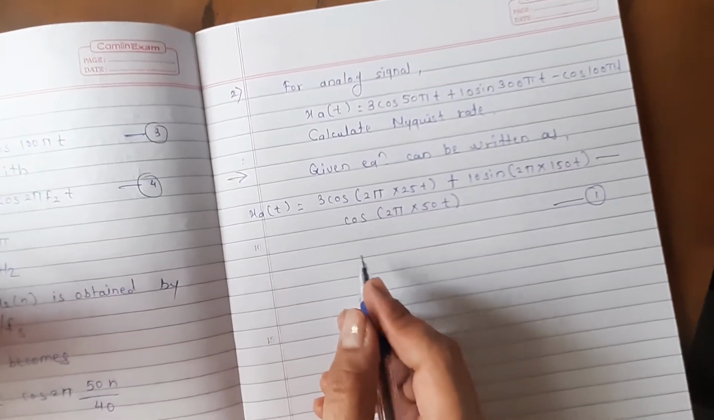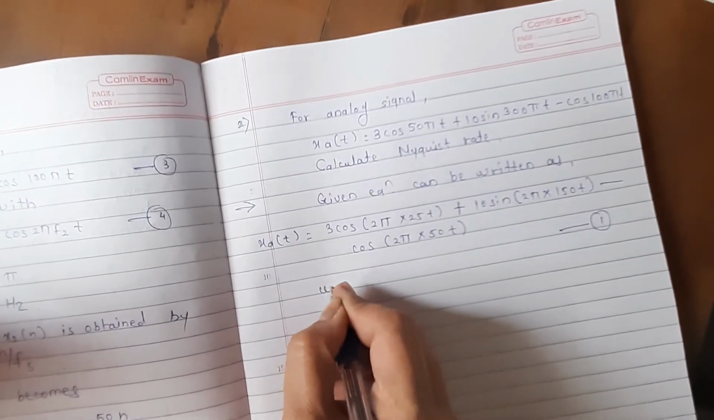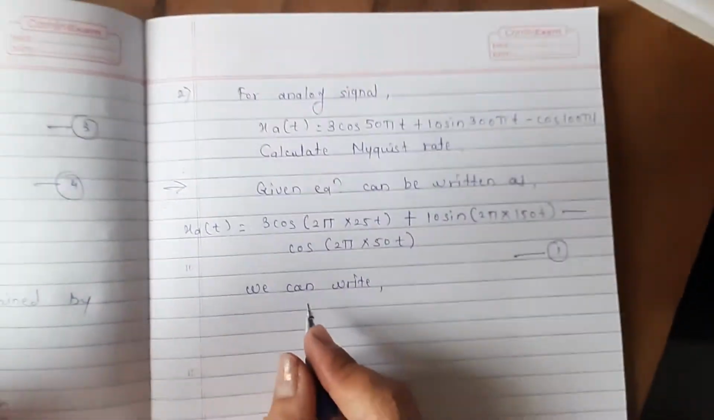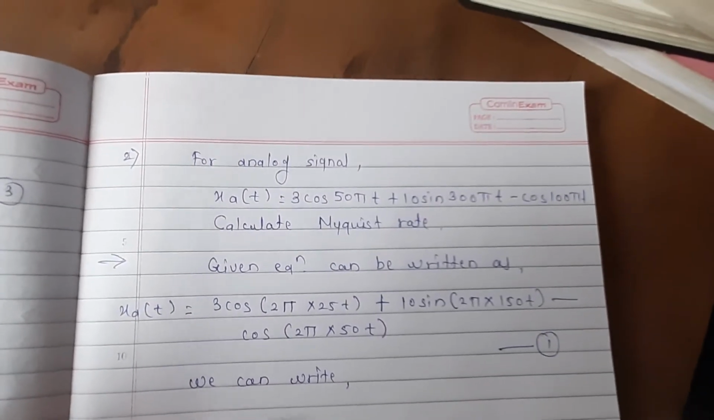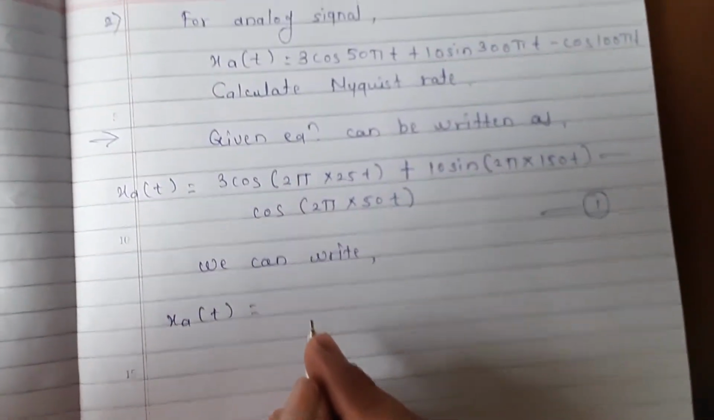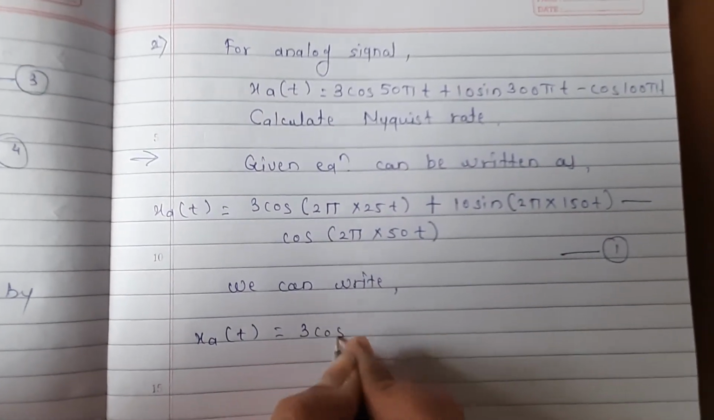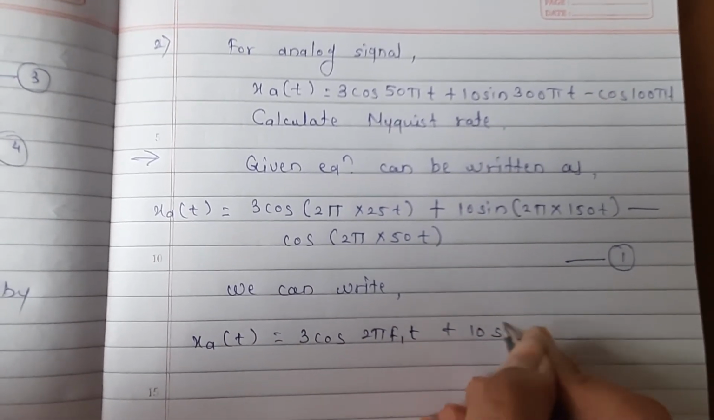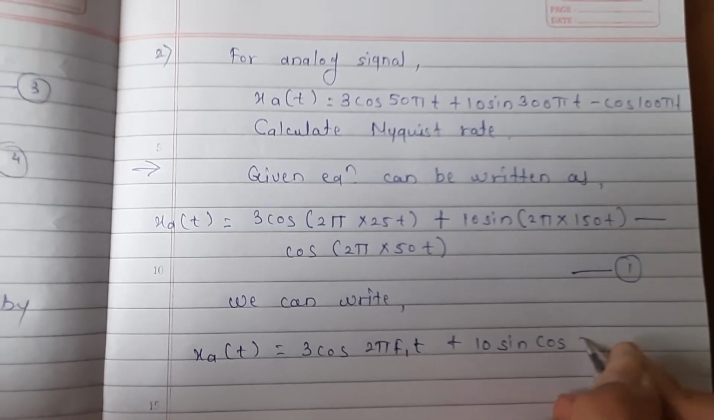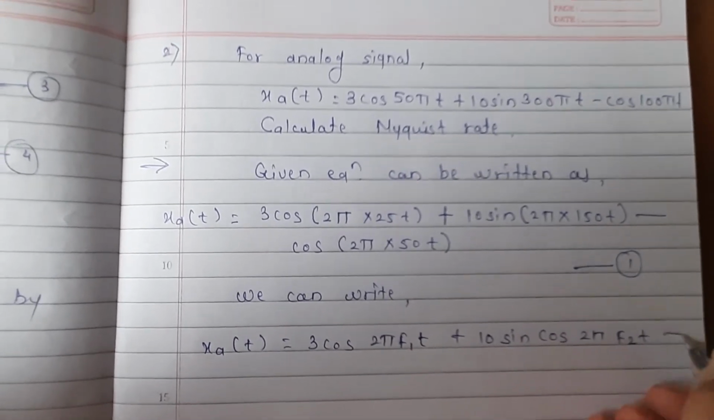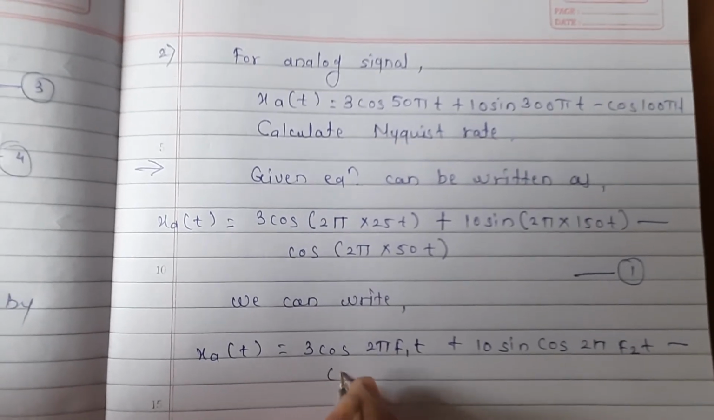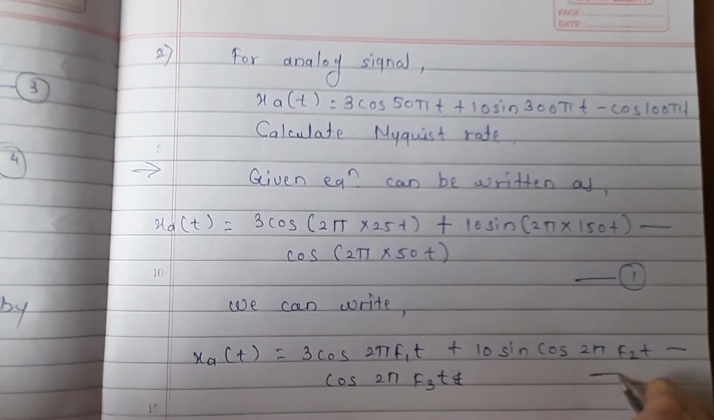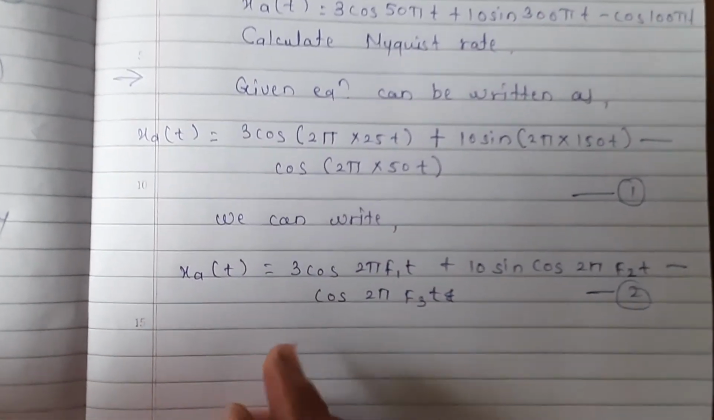Now we have the standard equation, so we can write xa of t is equal to 3 cos 2 pi f1 t plus 10 sine of 2 pi f2 t minus cos of 2 pi f3 t. This is equation 2. Now we compare equation 1 and 2.